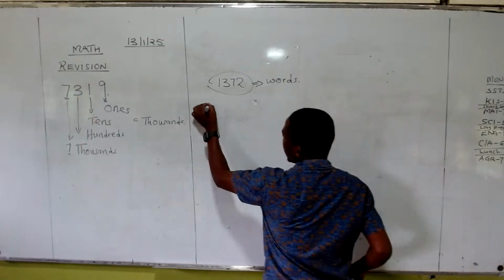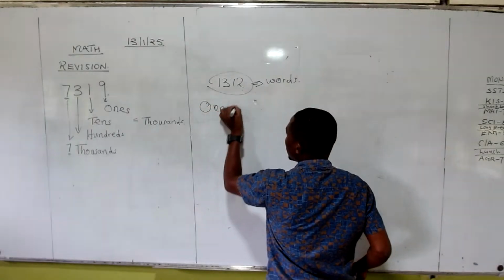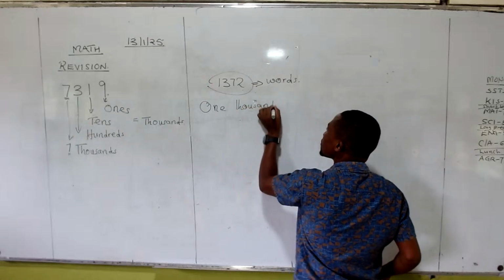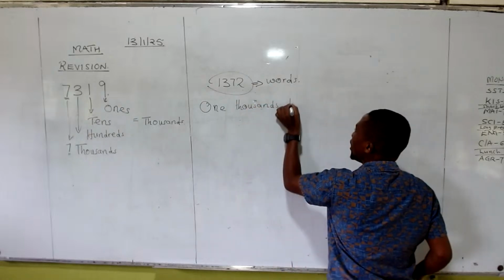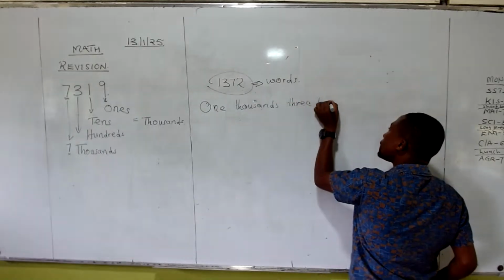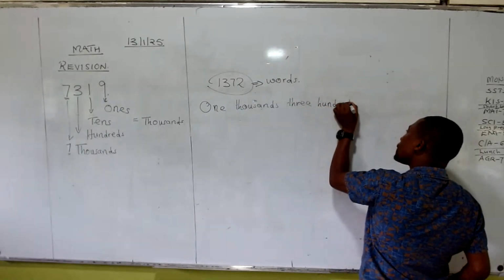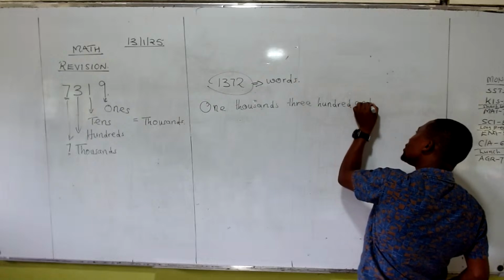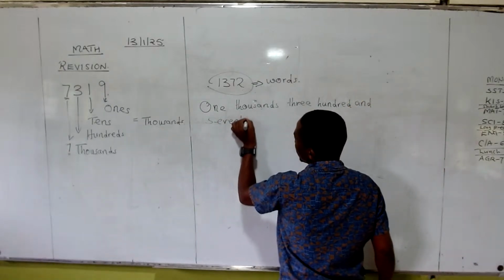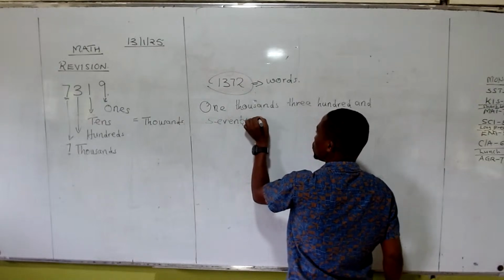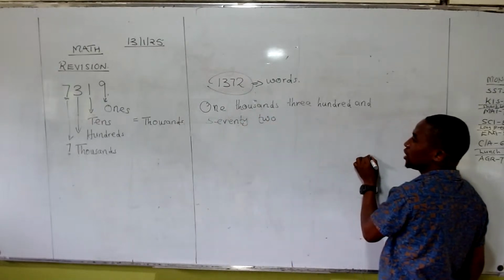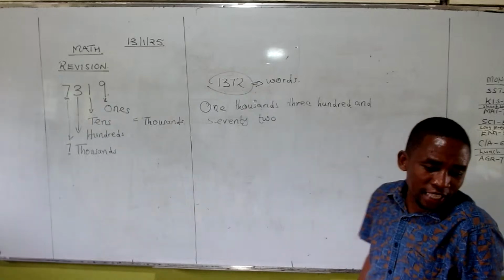So I'm going to say 1,300 and 72. Check the spelling. 1,372. I have answered the question.